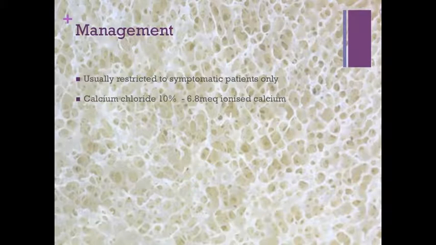As a general rule, hypocalcaemia is only treated in symptomatic patients. Calcium comes in a number of formulations. A common form, 10% calcium chloride, contains 6.8 millimoles in 10 mils. An alternate form, 10% calcium gluconate, contains 2.2 millimoles.